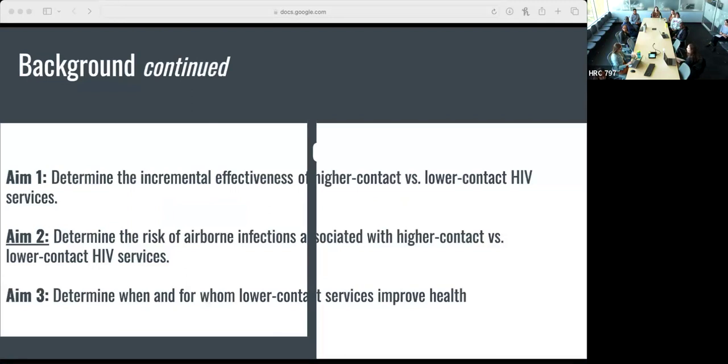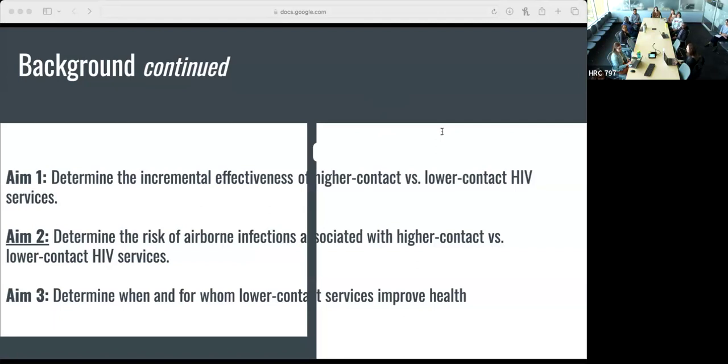So the first aim of this study seeks to determine the incremental effectiveness of higher versus lower contact HIV services in different populations and translates the effectiveness estimates, for example, engagement in care and viral load suppression, into health impact. The second aim, which is the focus of this presentation, determines the risk of airborne infections associated with higher contact versus lower contact HIV services. And the third aim looks at when and for whom lower contact services improve health.